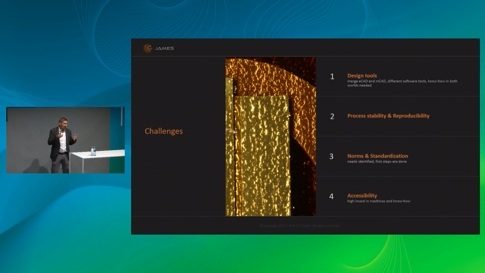Last one, accessibility. To get into this technology, you need to invest in a machine. Sure, this is important. Or you find someone who provides a printing service. And the second topic is you need to invest in know-how, because currently we have an electrical engineer who is in charge of the electrical design, and a mechanical engineer who is in charge of the mechanical design. But when we combine those things, the engineers need knowledge from both worlds. So they need to understand how they can create such things in a three-dimensional way. This is also something that companies need to invest in.